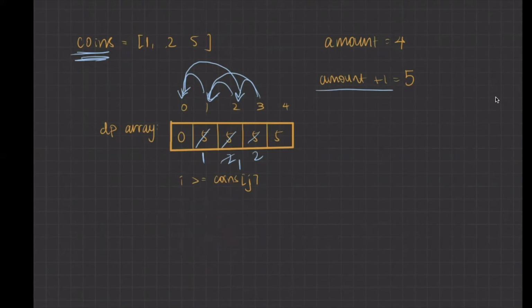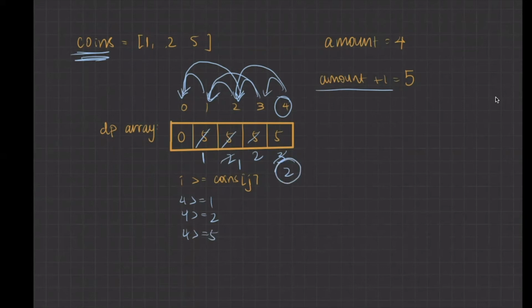We move on to 4. So for 4, we ask the exact same question, iterating through coins. So is 4 greater than or equal to 1? The answer is yes, so we go back 1. So we get 2 plus 1 is 3. Is 4 greater than or equal to 2? It is, so we can go back 2, and we see that dp2 is 1, so 1 plus 1 is equal to 2, so we can replace that. And then is 4 greater than or equal to 5? The answer is no, so our optimal solution is 2.